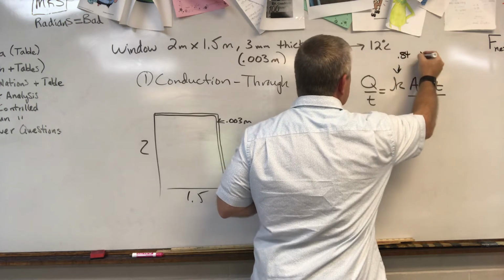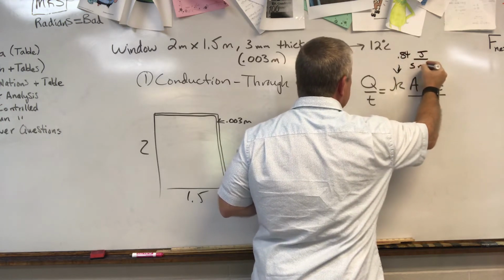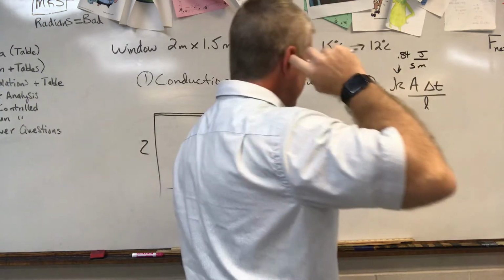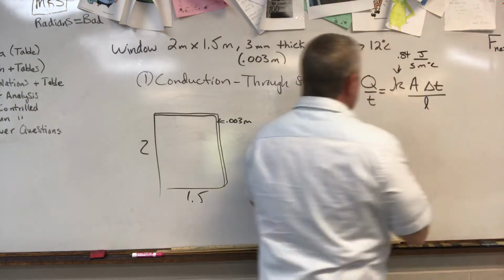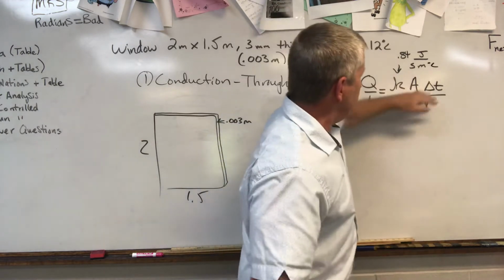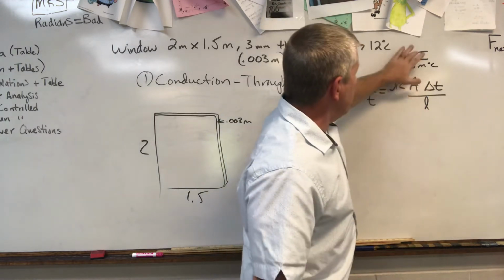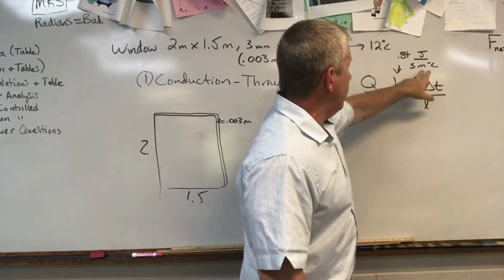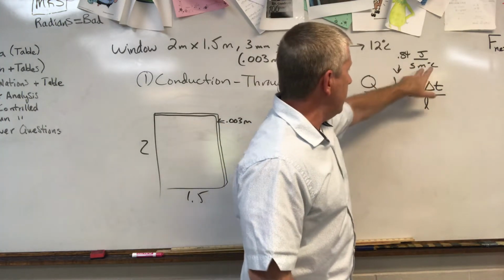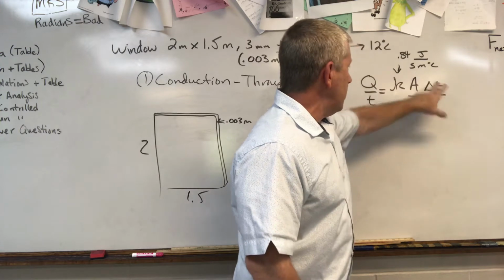0.84. And the units are joules, seconds, meters, and degrees Celsius. Those are the units that are actually going to cancel out in this equation, and it's going to give me joules per second. I'm going to end up with a rate of joules per second, because the meters, the area here, and the degrees Celsius are going to cancel out as well.